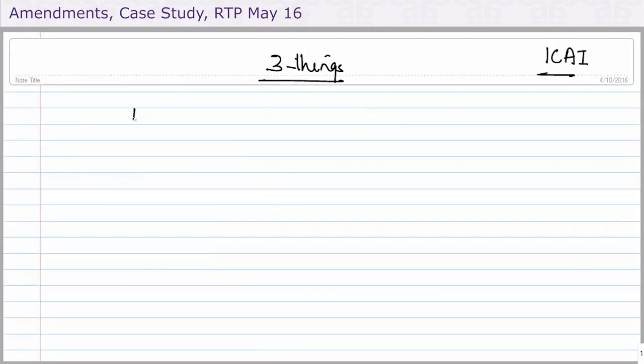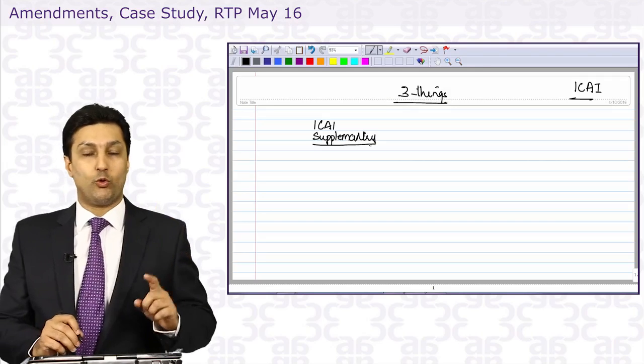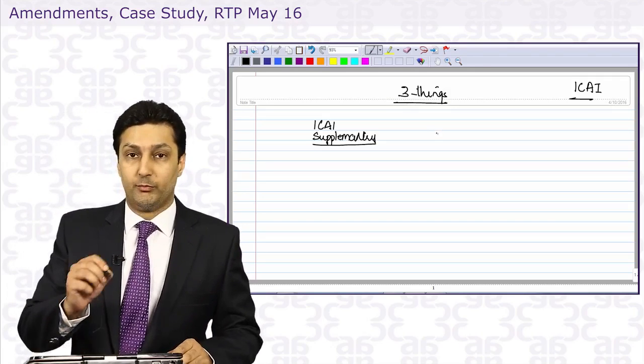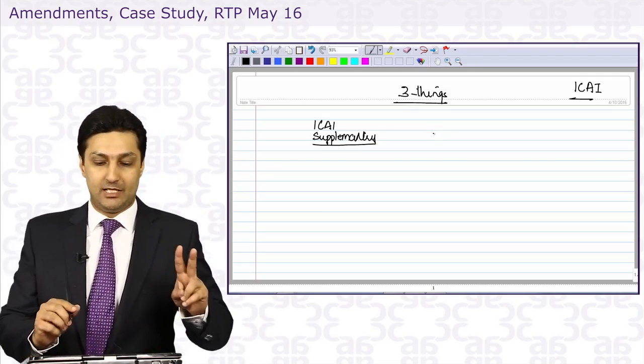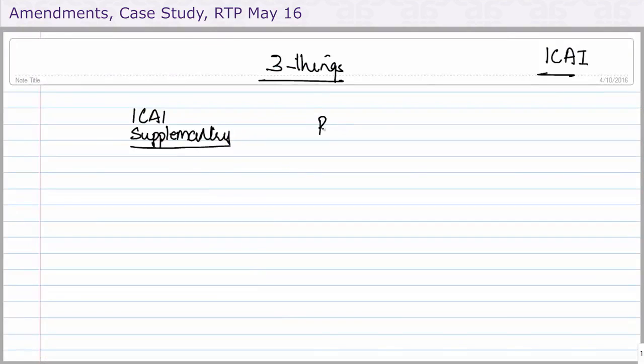Now, one is the ICAI supplementary module, and you can download all of them from the ICAI site. You will also have them in the hard copy. I would want you to open them today. So before you start the lecture, please have three things in your hands. One is the ICAI supplementary module, the RTP for May 16, and there is a case study module.